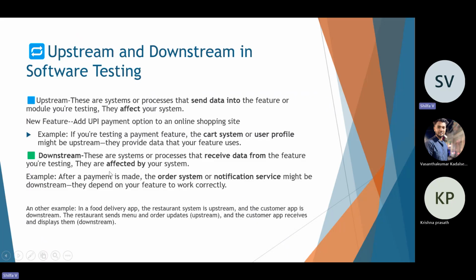If you are doing a UPI payment or a card payment, that is downstream. I'll give you the definition also here. Upstream means the system or process that sends the data into the feature or module you are testing, that affects your system. The same as I said, adding the UPI payment option to an online shopping site is an example for upstream.